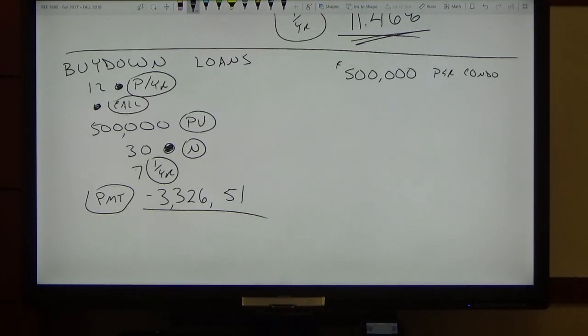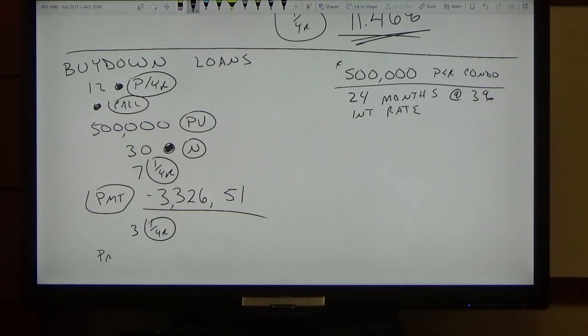Special financing deal that we're going to give away is 24 months at 3%. Okay? That's going to be the first 24 months of the loan. All right, so under that circumstance, let's go ahead and write here 3%. Payment would be $2,108.02. Okay?